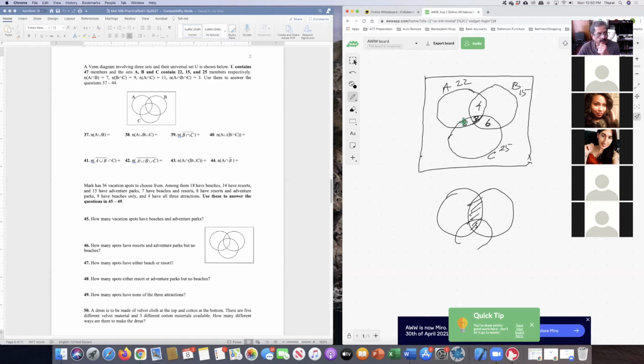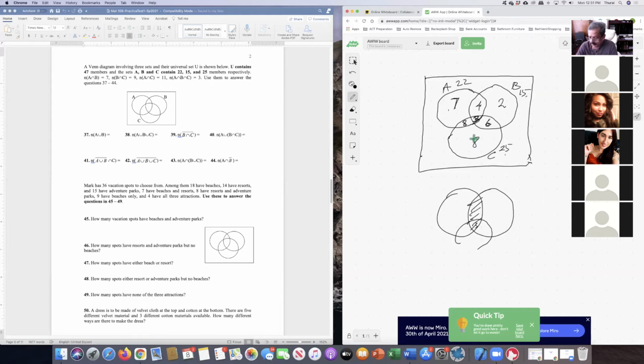Okay, so those are the information given. So we can now find the remaining sections. For example, in A, I know these 3 sections, 8 and 4 and 3. Add them up, you get 15, take away from 22, that gives you 7. In B, 6, 4, and 3 is 13, take away from 15, you get 2. 6, 3, 9, plus 8, 17, take away from 25, you get 8.